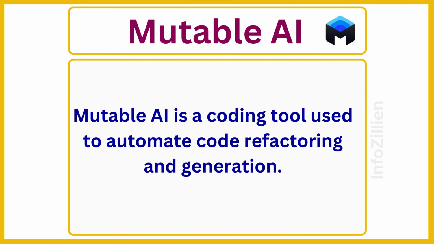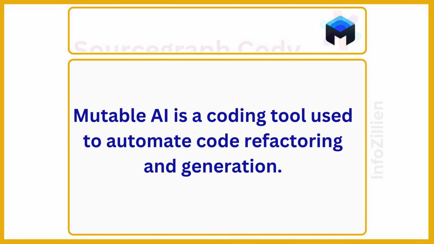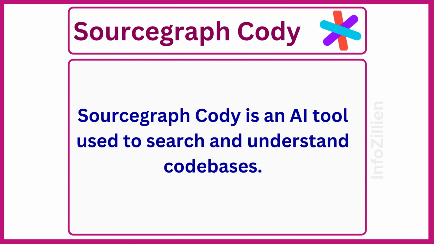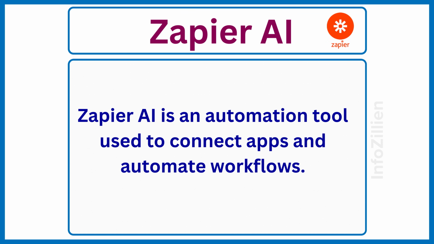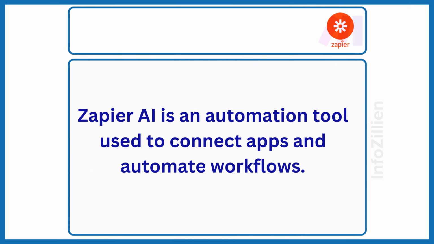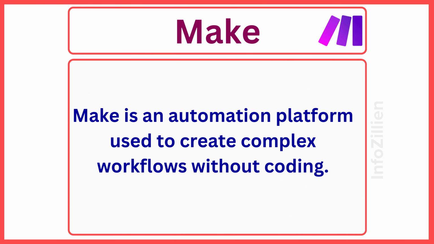Mutable AI is a coding tool used to automate code refactoring and generation. Sourcegraph Cody is an AI tool used to search and understand codebases. Zapier AI is an automation tool used to connect apps and automate workflows. Make is an automation platform used to create complex workflows without coding.